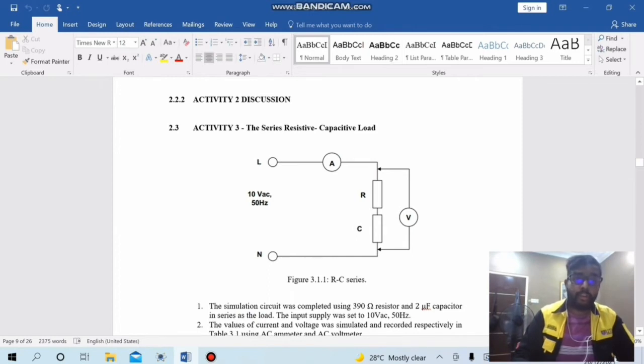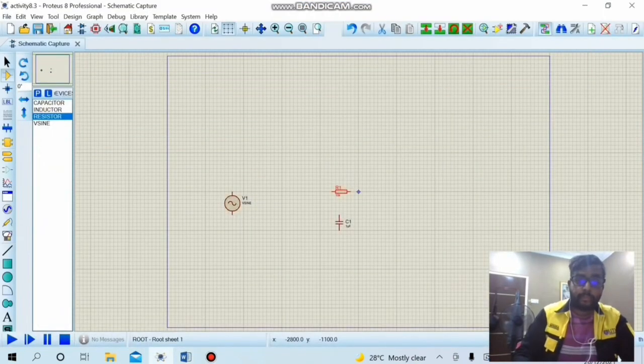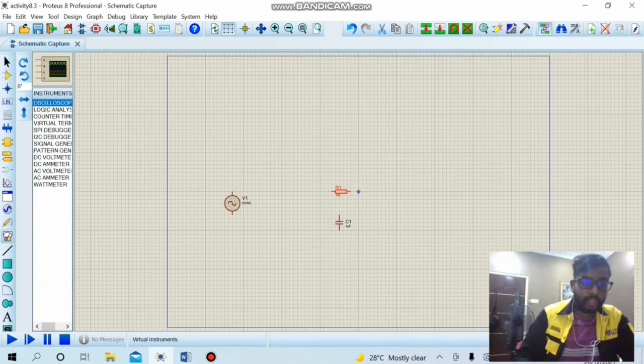Today I am going to explain to you all about Activity 3, which is a series resistive capacitive load circuit. The given AC voltage is 10 volts and 50 Hz of frequency. Now we are going to use an AC supply, which is a V sine, and we are going to use a resistor and a capacitor. To measure the current, we are going to use an AC ammeter, and to measure the voltage, we are going to use an AC voltmeter.